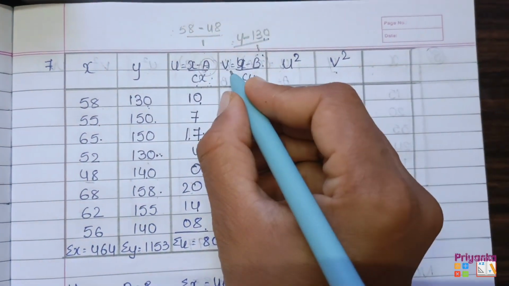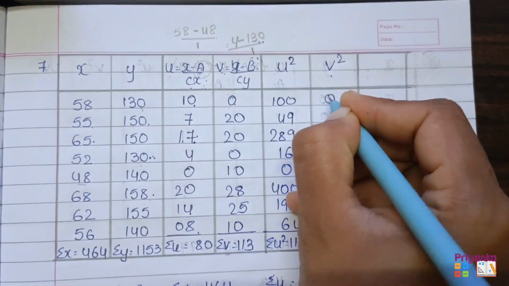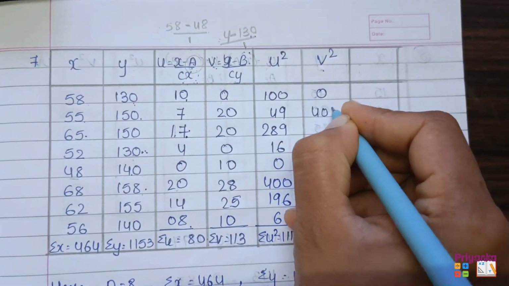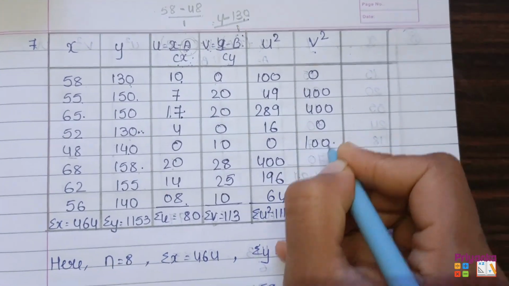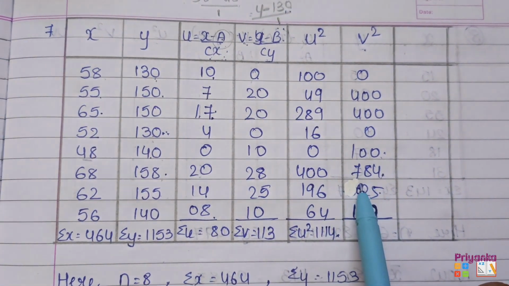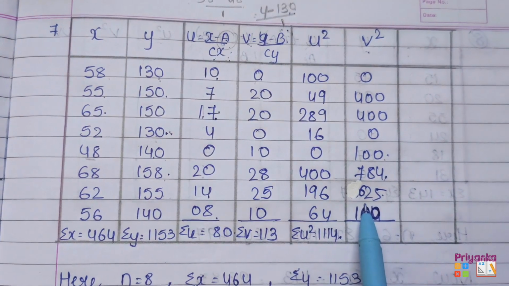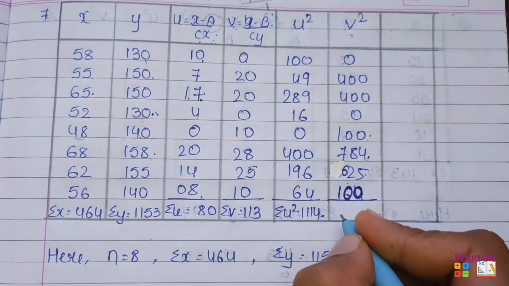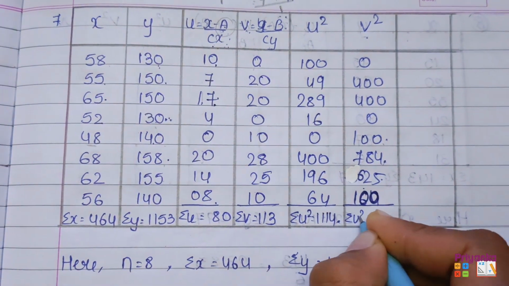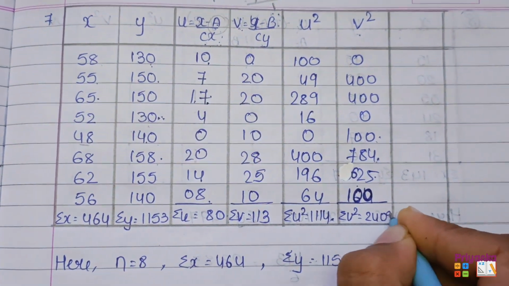So here we'll check with the v square. 0 will be remain 0. 20 into 20, 400. Here also 400. 0, 100. Here I took 28 multiplied by 28, 784. 25 into 25, 625. And 10 into 10, 100. And at the end total sigma v square is 2409.